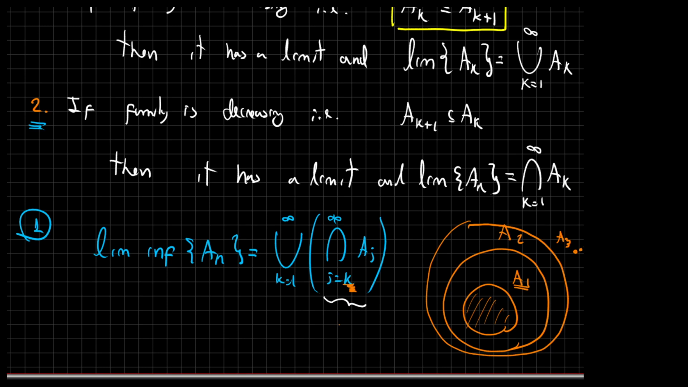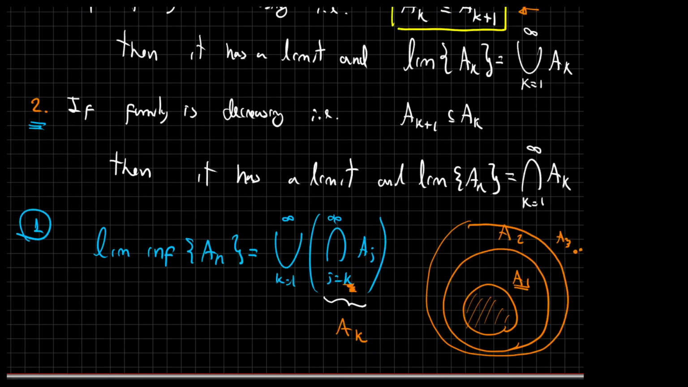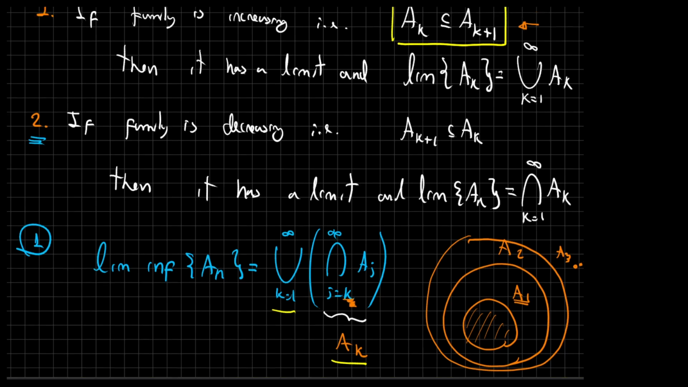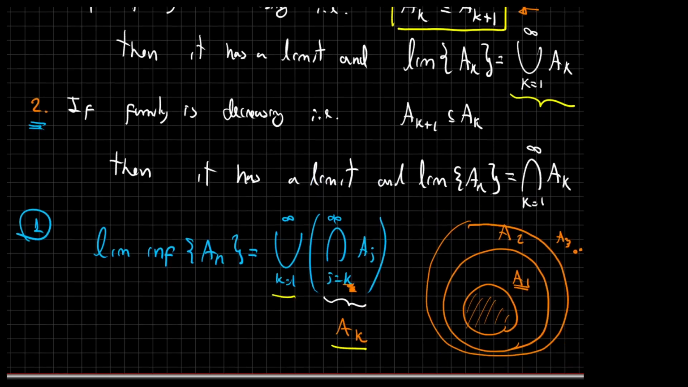So this is equal to ak, because if you start in some ak, then ak is in everything that follows ak, by the condition that the family is increasing. So this will be the union of all of the elements of the family, which is half of what we wanted to prove. Now we need to show that this is also exactly what happens with the limit of the supremum. So the limit of the supremum was the intersection of the union.